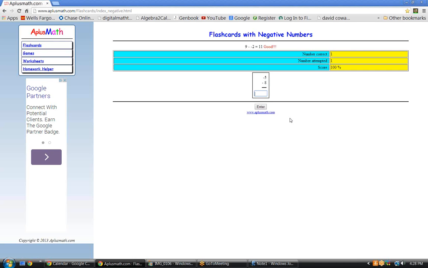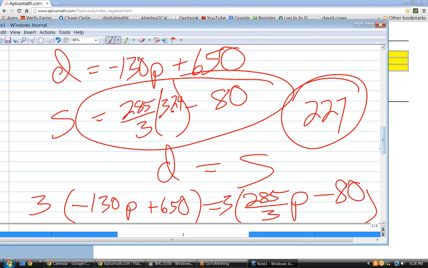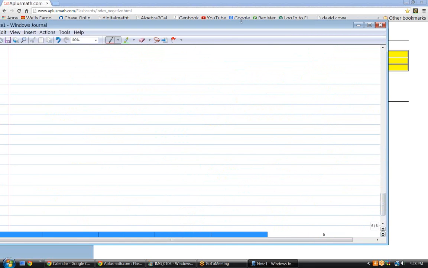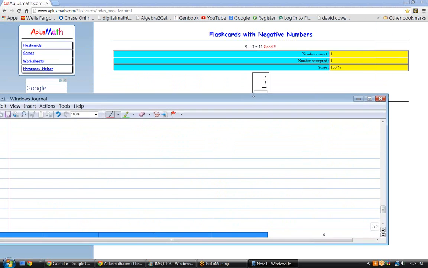What's this? Negative 2. Okay, let me get my tablet out here. Well, I'm glad I brought this up, because there's absolutely no way you can succeed in algebra unless you've got this mastered.